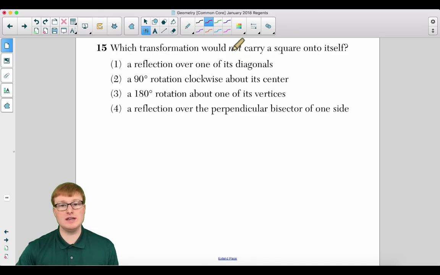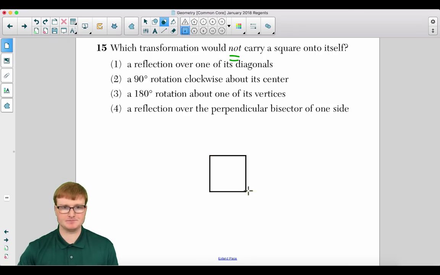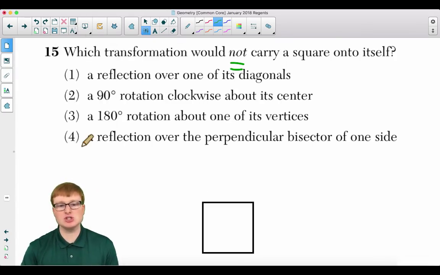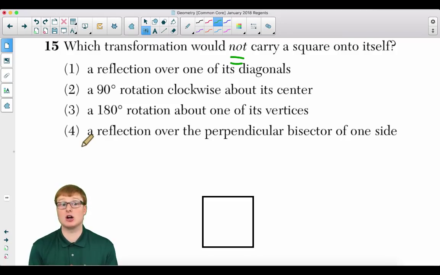Number 15. Which transformation would not carry a square onto itself? Okay, so here we have a square, right? And what we're doing is we're trying to find the transformation that does not carry it onto itself. In other words, when you take a square and you perform some sort of transformation on that square, which of the following choices does not map the square onto itself? That's what you're looking for. You're looking for what type of transformation where the square doesn't overlap itself.